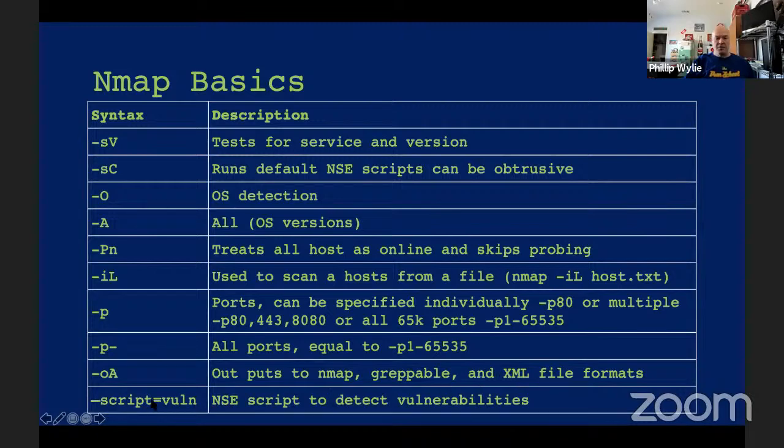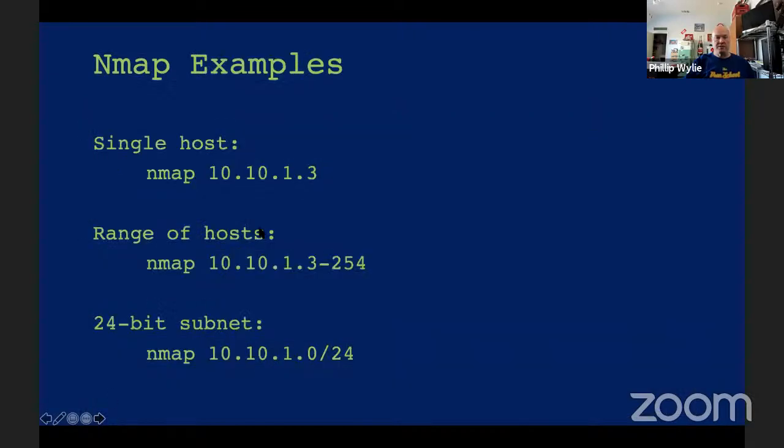And if you want to run a script, dash dash script equals and then the name of the script. This is the vuln script. When you're running scripts, you don't have to put this equal sign. I think at one time that was a requirement, so you can put dash dash script, space, and then vuln. This is an NSE script to detect vulnerabilities. Running this is like running a vulnerability scanner, only a little bit quicker, and it gives you a little more detailed information on your findings.